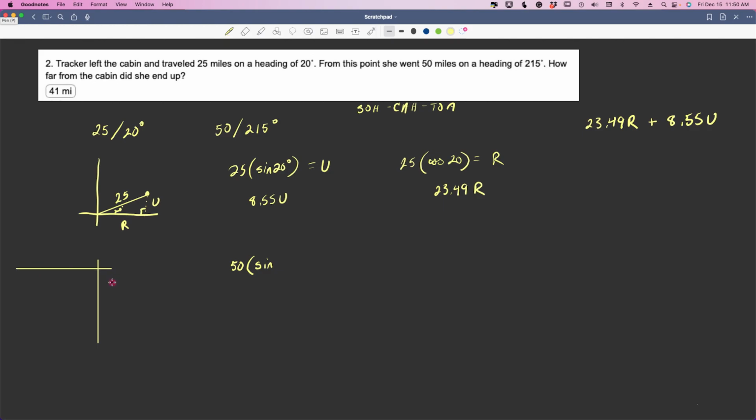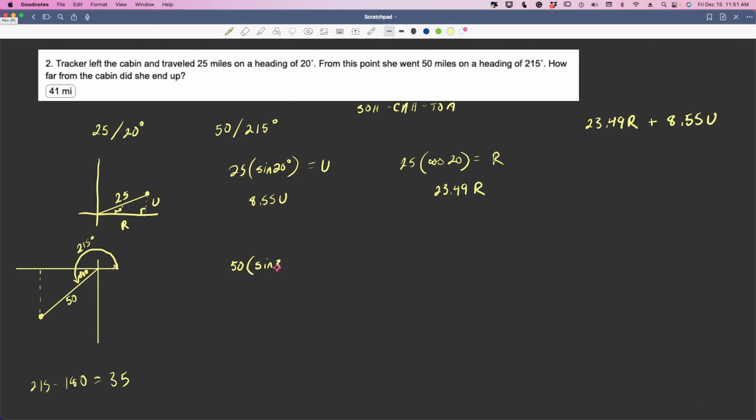So that is going to be 50 over here somewhere. That's our vector, and our hypotenuse is 50. And then from here all the way around to here, that's 215 degrees. But we can't solve a right triangle like that. So we're going to say 215 minus 180, which represents quadrant 1 and quadrant 2. And that's going to be 35 is our difference. So this theta here is 35 degrees.